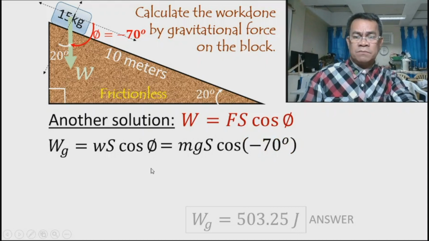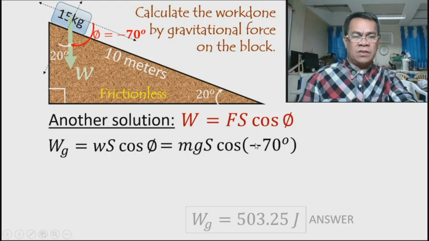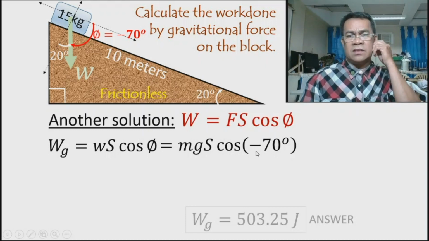Then substitute. Weight, remember, is mg. The mass times gravity is weight. Displacement is still displacement, and we have the cosine of 70. Take note of the reduction formula: the cosine of a negative angle is the same as the cosine of the positive angle. Which means that whatever the angle, the result is a positive value. So don't worry about the negative. You can treat that as a positive angle.